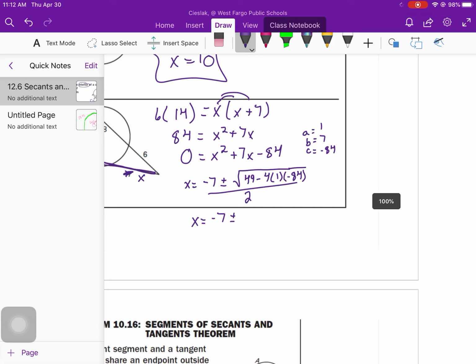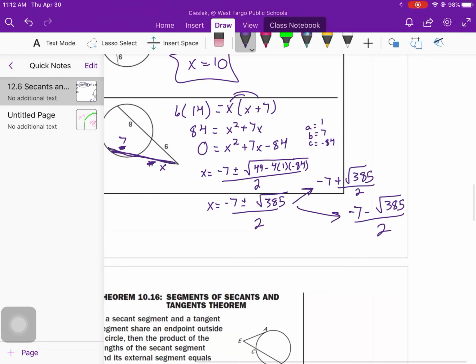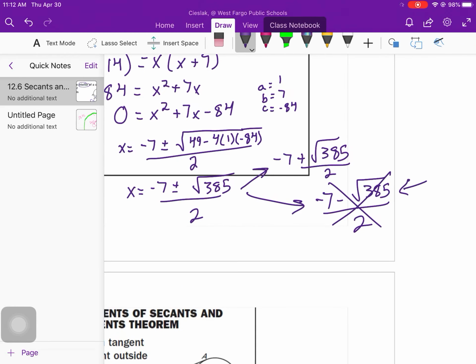Now, keep in mind we're trying to find x here, which is a distance. If you look at this one right here, negative 7, and then you minus another number and divide by 2, that's going to come back negative. I can cross this one out right away. I don't even have to think about that one, because it's just x all by itself. But the top one, if I take negative 7 plus the square root of 385, and then I divide it all by 2, you come up with an x value of approximately 6.31.